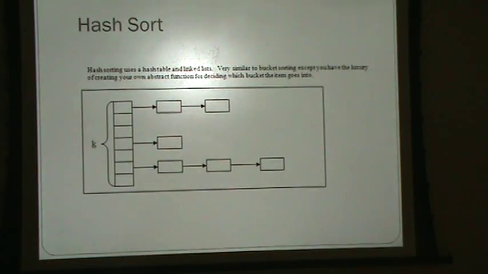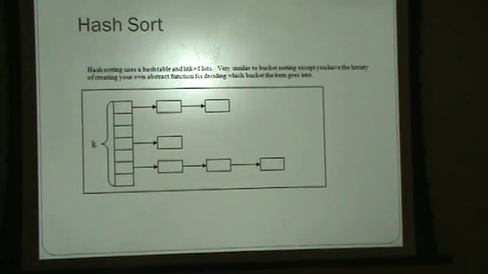So, and then hashing is similar to what we've talked about with the bucket sort concept. Hashing uses a hash table and a series of linked lists. Very similar to bucket sorting, except that you have the luxury of creating your own abstract function to decide what bucket they go in.